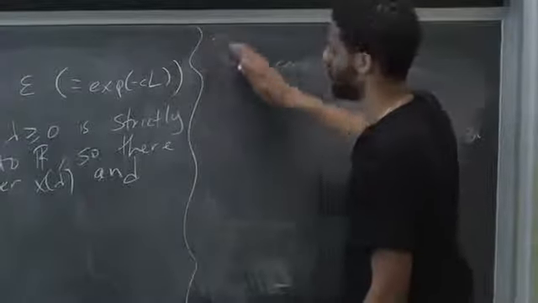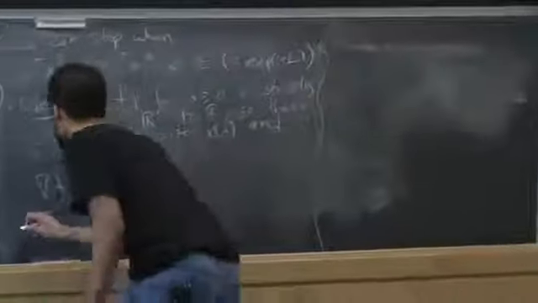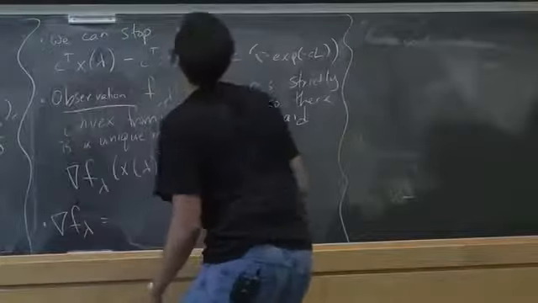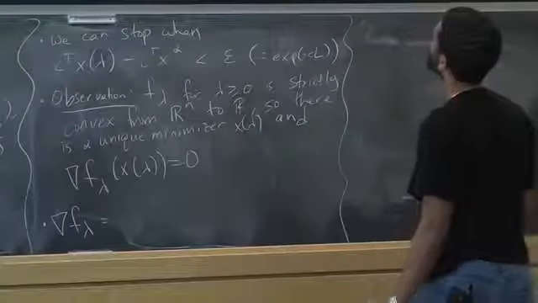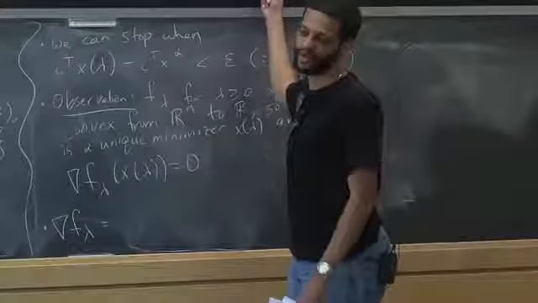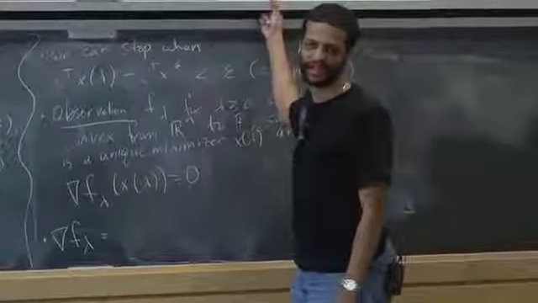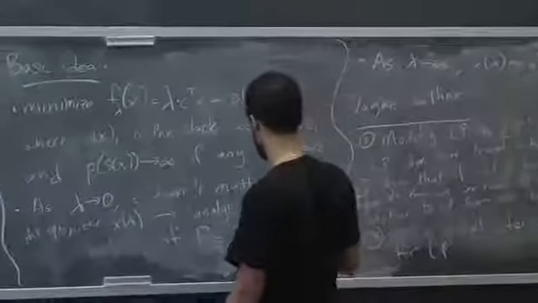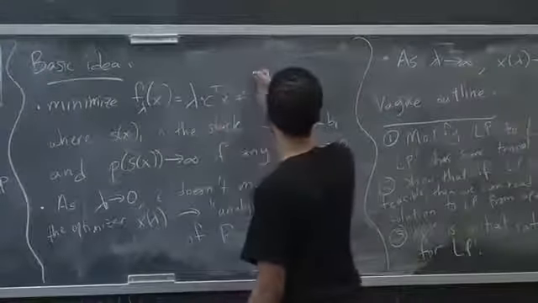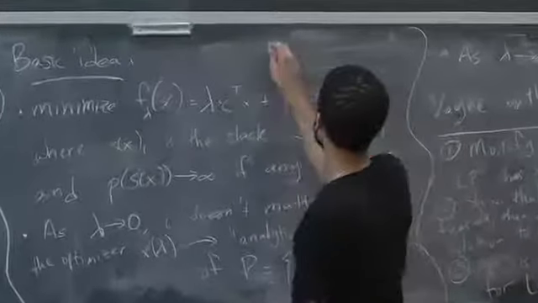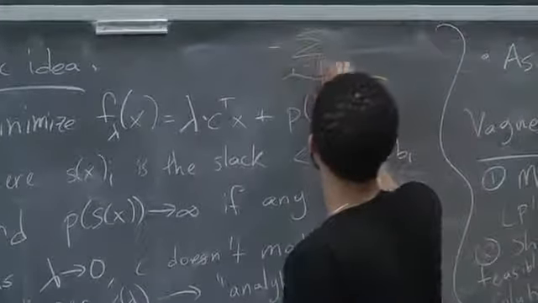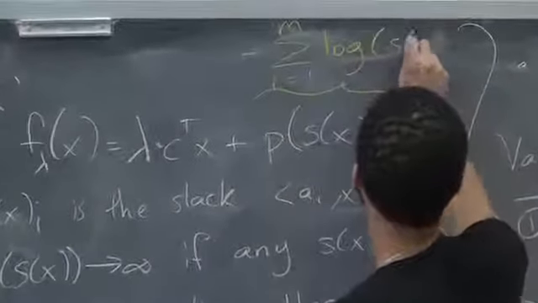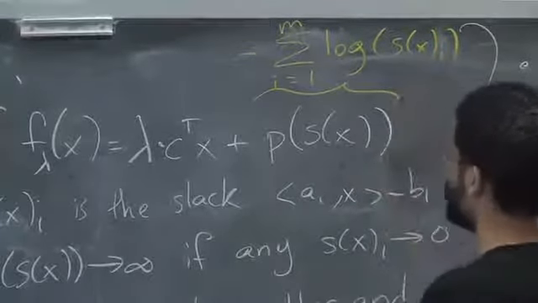Let me write actually what the gradient is. If you calculate the gradient of f lambda, and I didn't actually tell you what barrier function we're going to use, right? Did I? I did not tell you. So the barrier function we're going to use, let me just write this here. We're going to use minus the sum, i goes from 1 to m, of log of s i of x.